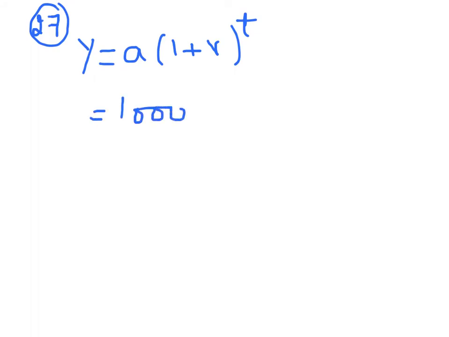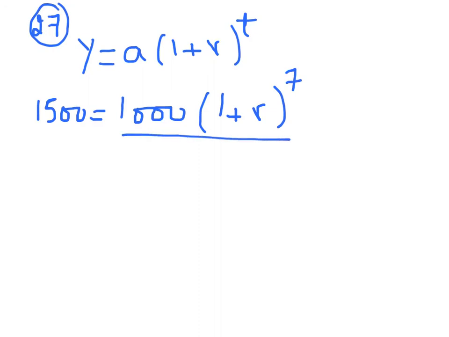Number 27, we have y equal a. It's just an investment problem. I could use Pert if I wanted to. I'm choosing to use this one. So I started out with $1,000, and it grew to $1,500. And this is going to be 1 plus, we need to look for the rate for 7 years.